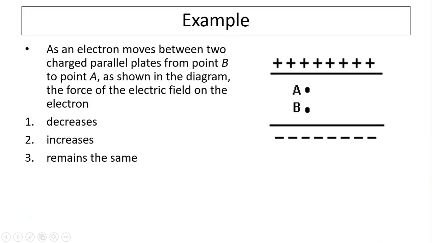Example: an electron moves between two charged parallel plates from point B to point A as shown in the diagram. The force of the electric field on the electron will remain the same. This is because the field is constant and Fe equals E times Q. Since E is the same and Q is the same, the force has to be the same.